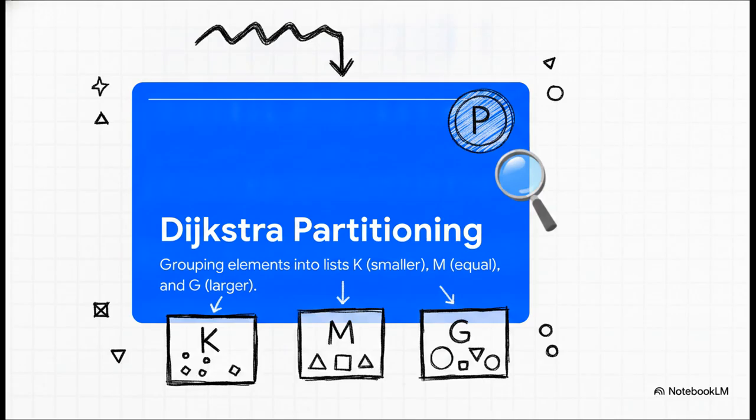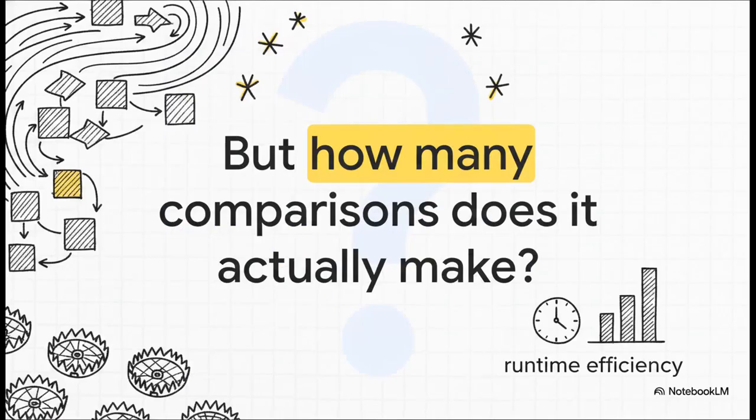It works by picking a pivot element, we'll call it L1, and applying Dijkstra partitioning. All that really means is you're taking your data and separating it out into a K-list for the smaller elements, an M-list for the equal elements, and a G-list for the larger ones. Simple, right? It sounds like a beautifully elegant system, but, just when Quicksort seems flawless, we have to pause and ask the most critical question, the one that determines real-world runtime efficiency, and honestly reveals a hidden trap. How many comparisons does it actually make?